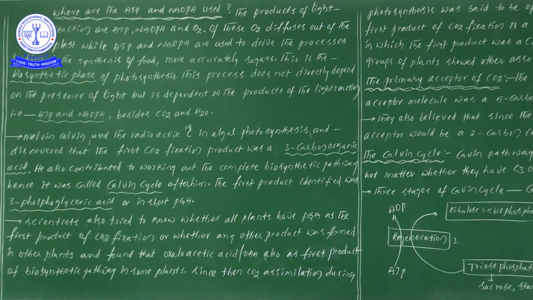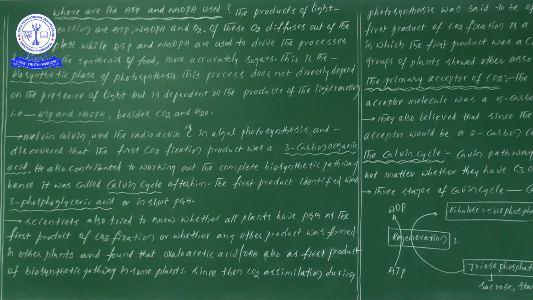And ATP as well as NADPH are definitely involved in the dark reaction, isn't it? The biosynthetic reactions or biosynthetic pathway. So here, ATP as well as NADPH are definitely required for the synthesis of food materials, more accurately sugar formation. When sugars are synthesized using ATP and NADPH, that kind of process we consider as the biosynthetic phase.